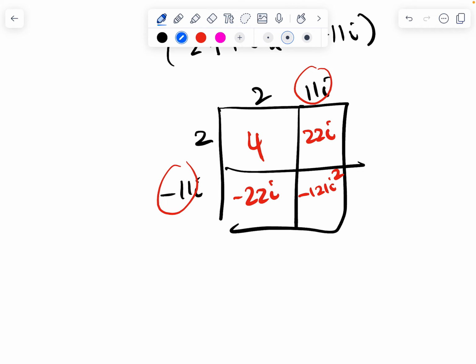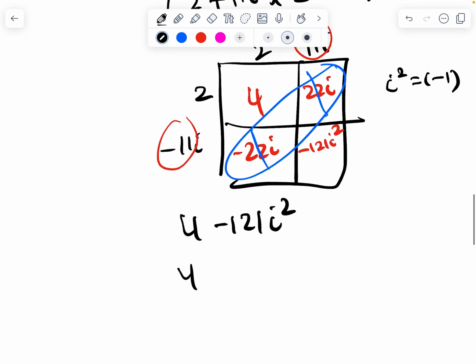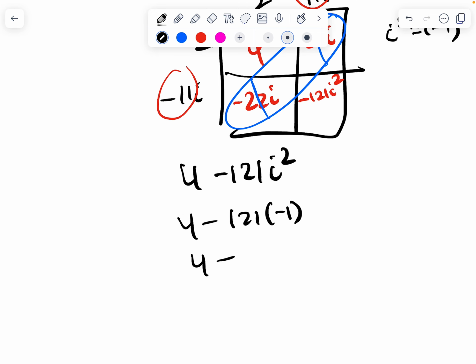So combining like terms, these guys, oh, what do you notice? These guys cancel out, and you have your answer, 4 minus 121i squared. But now remember, i squared is negative 1, and so that becomes 4 minus 121 times negative 1. The negative and the negative become a positive, and your answer is simply 125.